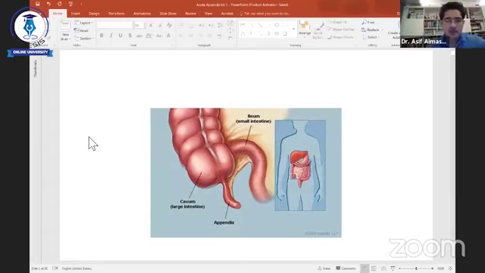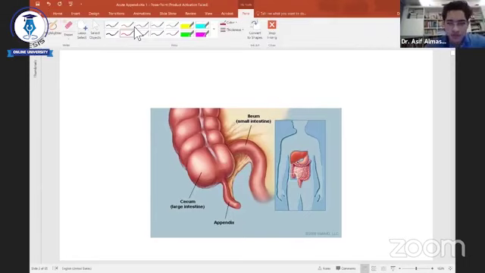Okay, so firstly, there is some anatomy. Now, this is the appendix, right? This is the cecum, the terminal ileum, and this is the mesoappendix. The appendicular artery comes from the free border of the mesoappendix and gives blood supply to the appendix. These are the preliminary things, and I'm sure you all know about this.